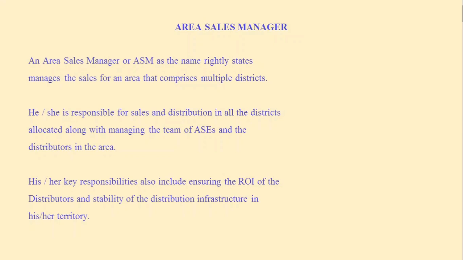Normally, the area sales manager gets the territory of multiple districts of a particular area or a state, and he too is responsible for sales distribution all across the district, and he has to manage the area sales executive, territory sales in charge, salesperson in the area, and also he has to closely work with the distributor, ensuring that the distributor gets return on his investment and the business is completely stable. Proper distribution of goods is happening in his territory as per policy and guidance of the company. Right? So this is area sales manager.